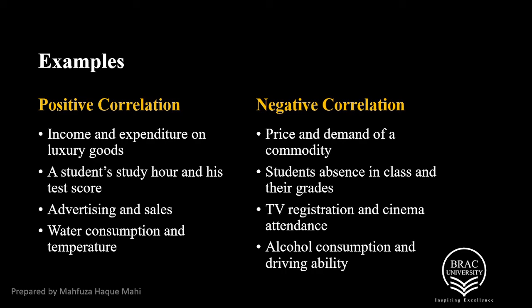Here are several examples of positive and negative correlation. The relation between income and expenditure on luxury goods exhibits positive correlation. The relationship between a student's study hour and his test score also exhibits positive correlation. On the other hand, the relation between price and demand of a commodity exhibits negative correlation. The relationship between students' absence in class and their grades also exhibits negative correlation.